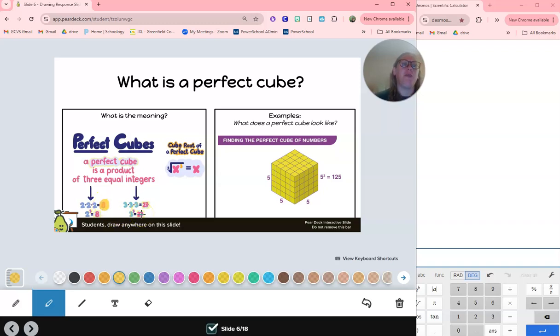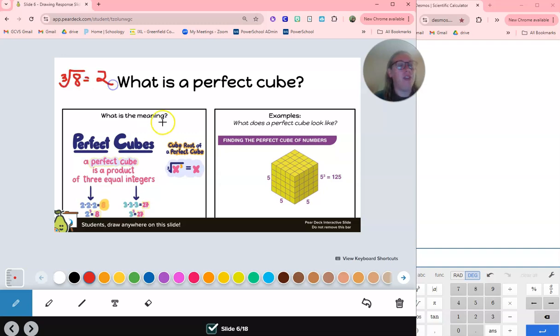2 times 2 times 2 is 8. So 8 is a perfect cube, which means the cube root of 8 is just 2, because 2 times 2 times 2 gets us 8. 27 is another perfect cube, because 3 times 3 times 3 equals 27. So the cube root of 27 is just 3. Right?